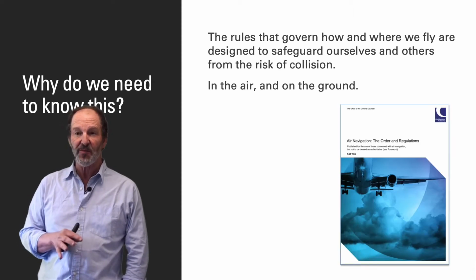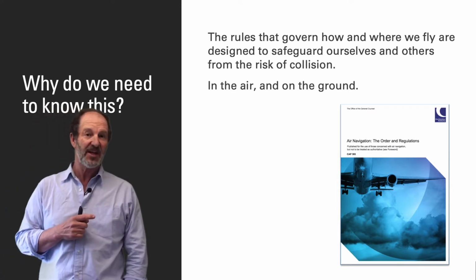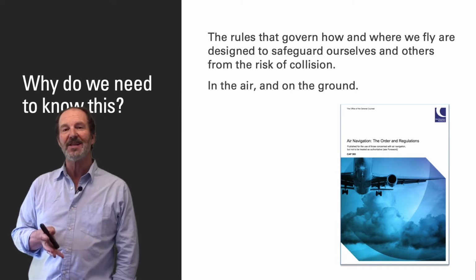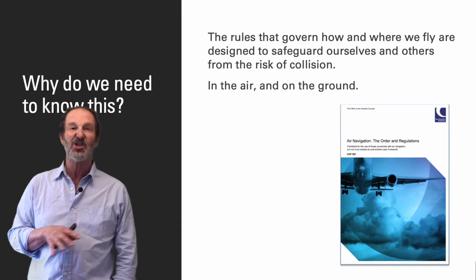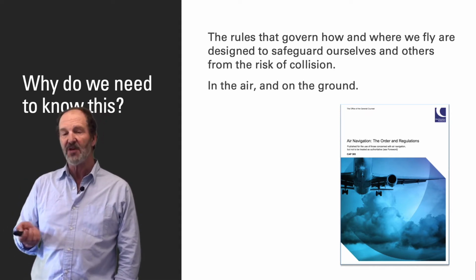The structure of British air law is laid down in this document, CAP 393, or Air Navigation, the Order and Regulations. And it's important that we understand the bits of airspace we're not allowed to fly in and the constraints of how and where we fly in the UK. There's loads of information in this document.